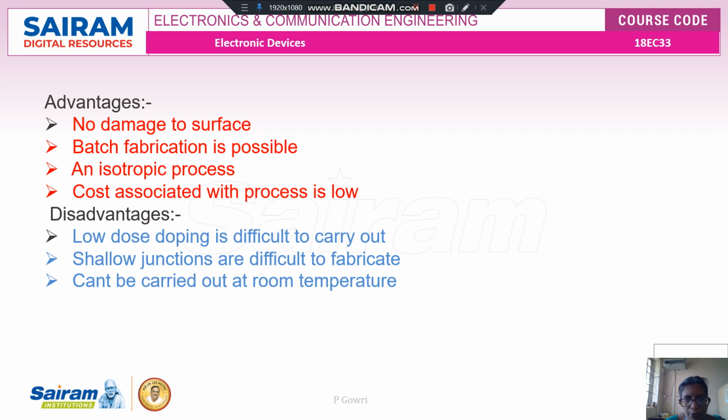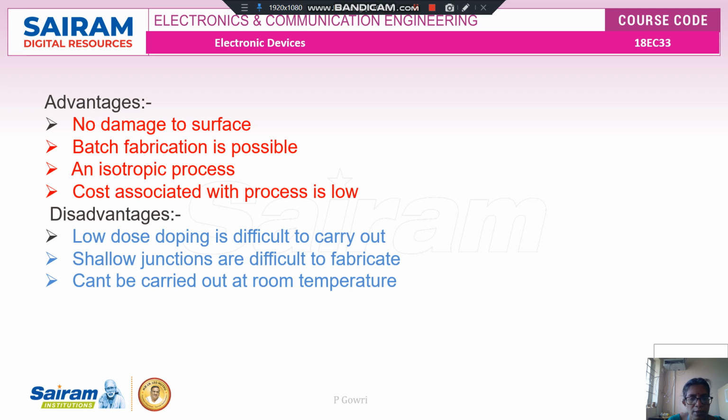The main advantage of the diffusion process is that it does not cause damage, because there is no electric field applied here. It is just the concentration gradient, so there is no damage to the surface. Also, batch fabrication is possible, so a large amount of diffusion can happen over a large surface, and it is an isotropic process, hence diffusion will be uniform in all directions. It is also economically good when compared to ion implantation. But the disadvantage is that the doping concentration as well as the doping depth is not controllable, and we also cannot carry out this process at room temperature.